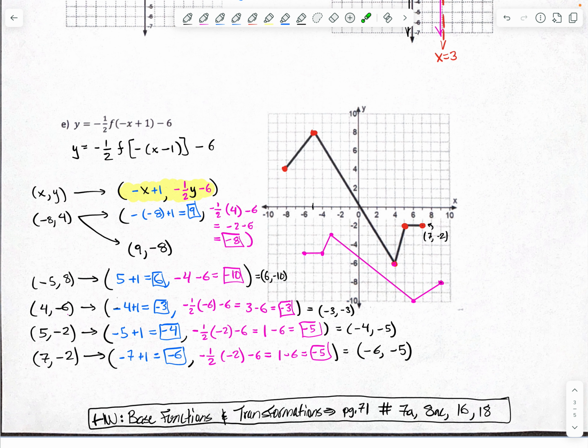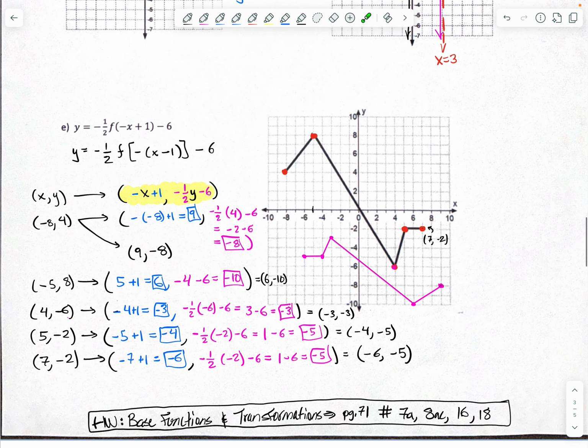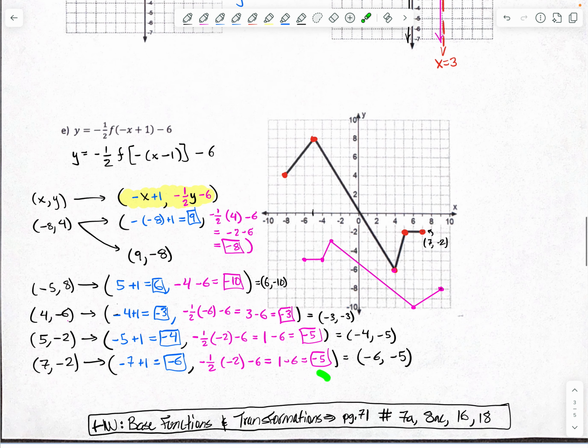Okay, so let's double check this. The point that we're investigating is 7, -2. I'd love to just put it right here to make sure that it's correct. So -x plus 1, that's going to be -7 plus 1, which is -6. And then in the y, it's going to be -half, and my point is -2. So that's going to be +1, then -6. So -5 is correct. Let's just see. Made a mistake right there.